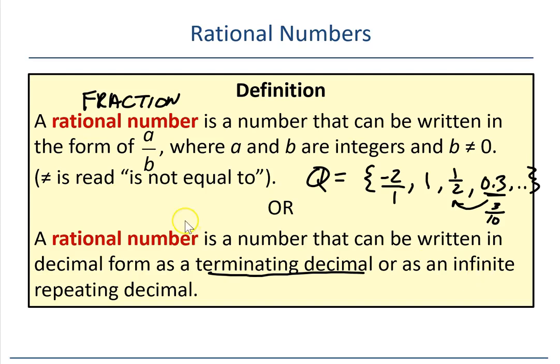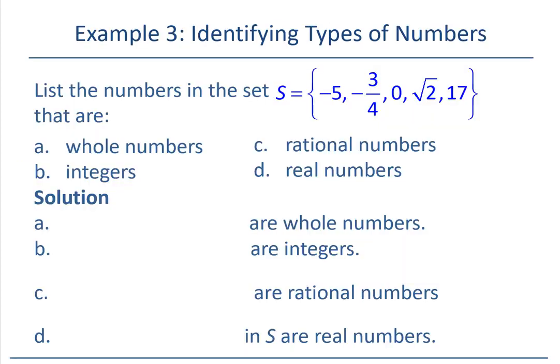And we're going to see plenty of those. Those are just numbers you're going to want to learn. Continuing on, list the numbers in the set S that are whole numbers, integers, rational numbers, and real numbers. Whole numbers, remember, start at 0, and they can go on from there.